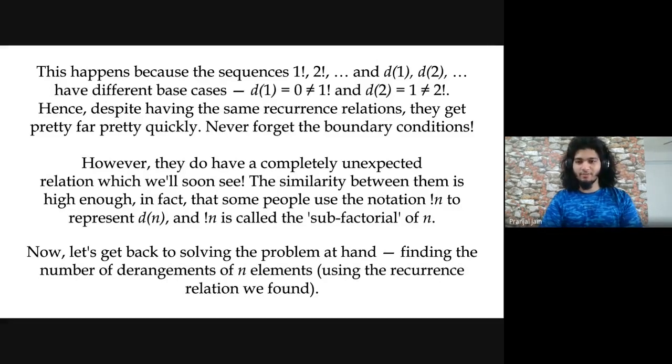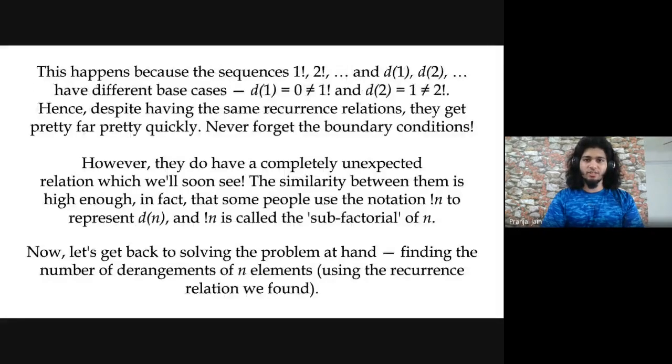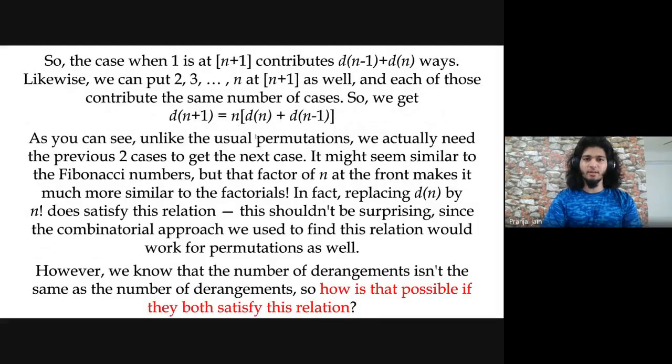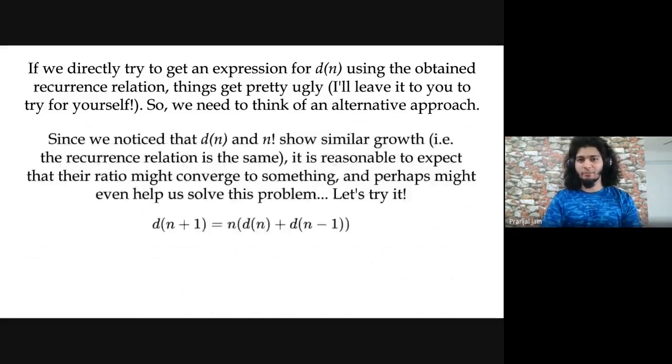Now we'll go back to solving the problem at hand, which is finding the number of derangements, finding d of n. One thing you can try is to use the recurrence relation we have, and write d of n in terms of d of n minus 1 and d of n minus 2, and then write d of n minus 1 in terms of d of n minus 2 and d of n minus 3, and so on. You can just keep iterating that process, and you'll get some formula for d of n plus 1 in the end. But things get pretty ugly if you try that. So I'll leave it to you. If you're curious enough, you can try it. We'll use an alternative approach.